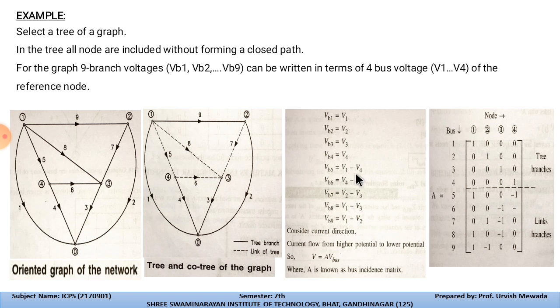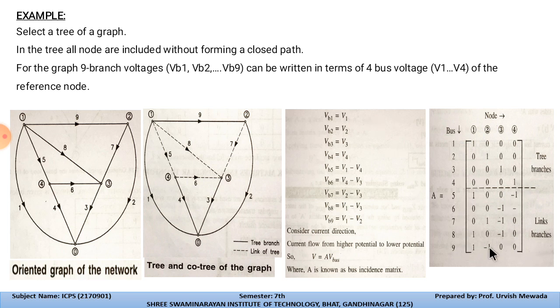For VB5, V1 is positive, so V1 is taken as positive, and V4 is taken as negative, so here this will be -1. For VB6, V4 is positive, so this is a printing mistake; here we have the 1, and this V3 will be the -1. So these are the link branches and these are the tree branches. For this we can form the upper part, which is the diagonal matrix for the tree branches, and this is the matrix which is formed with the help of link branches.